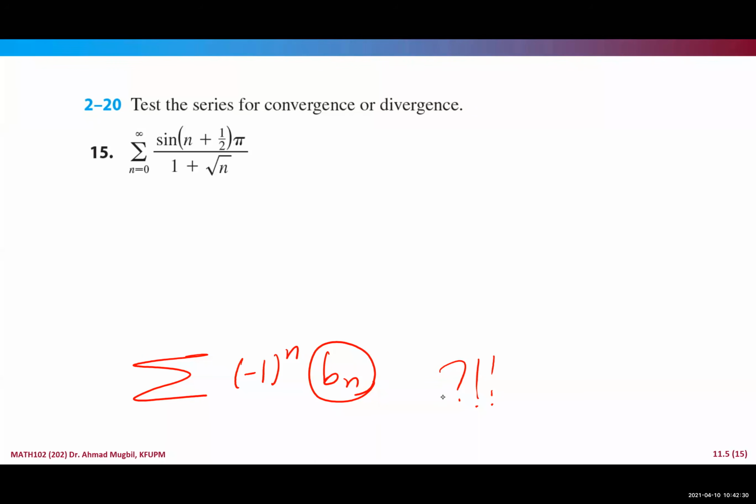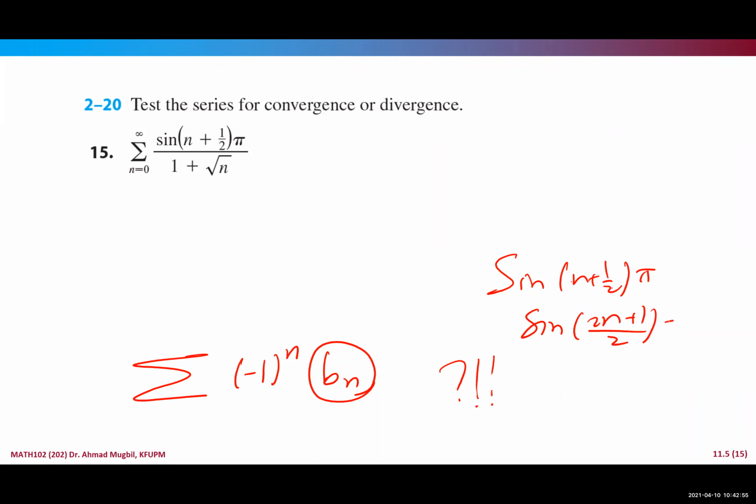Let me ask you this. I advise you, Shabab, always to write a few terms. Always, I told you that. Write a few terms at the beginning and you will see what happens. Now, what is sine? In fact, let me write it here. What is sine of (n plus a half) pi? In fact, it is sine of (2n plus 1) pi over 2.